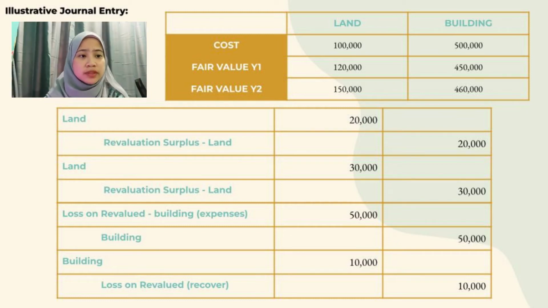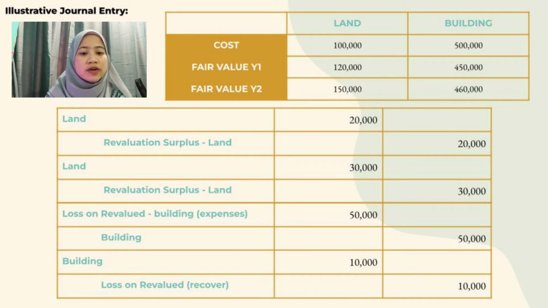For the building, the cost is 500,000, which is more than the fair value in year 1. So we will record it as a debit loss on revaluation 50,000 and credit the building 50,000.